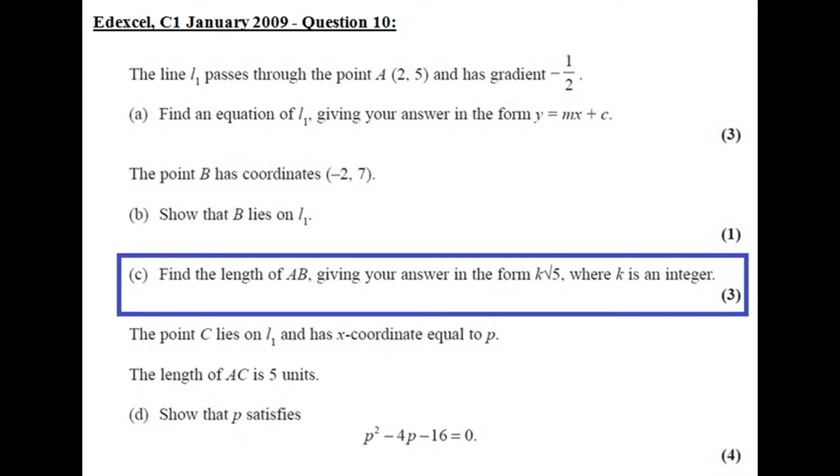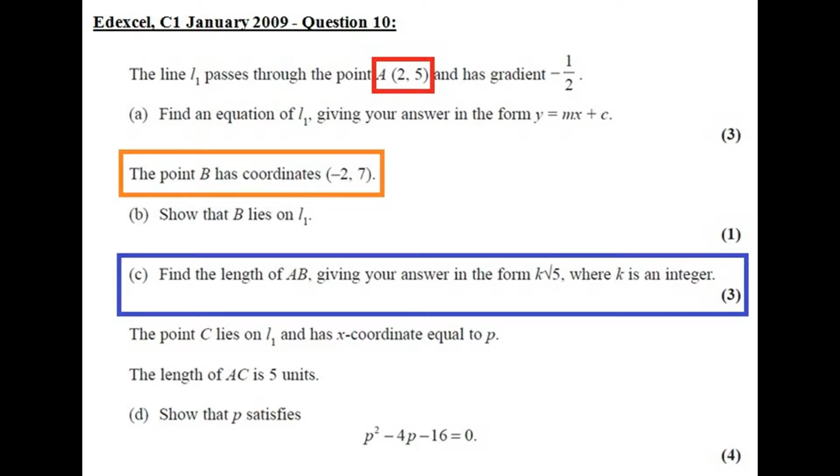For part C is find the length. So find the length of AB, giving your answer in the form k root 5, where k is an integer. Now, from the question, the coordinate of A is 2 and 5, and we have the coordinates of B. B is given by the coordinates minus 2 and 7, so please bear those coordinates in mind when solving this particular part C. Back to the paper and pen.